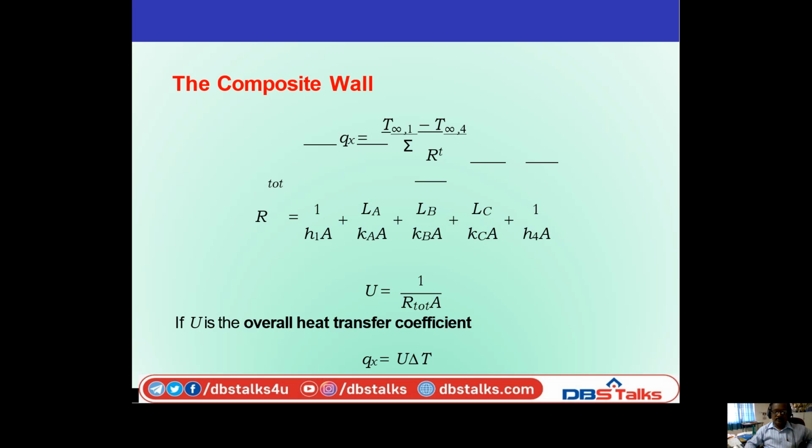In such cases, to find the overall heat transfer coefficient, there is an equation. Heat transfer Q is nothing but the overall heat transfer coefficient times area times delta T. Heat flux Qx is the overall heat transfer coefficient times delta T. So the overall heat transfer coefficient is Qx by delta T. If you simplify, you get UA equal to 1 by R total, or R total equal to 1 by UA. Using this equation, we can find the overall heat transfer coefficient.